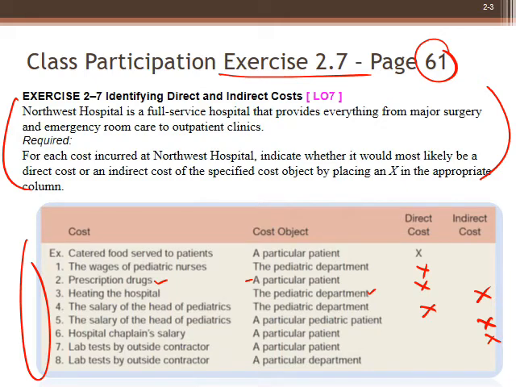Lab tests by an outside contractor for a particular patient, yes, we can easily find that out, plus lab tests by an outside contractor on a particular department, also a direct cost. We can easily find out through that contractor what the cost is. It is easily traceable, and we call that direct cost.